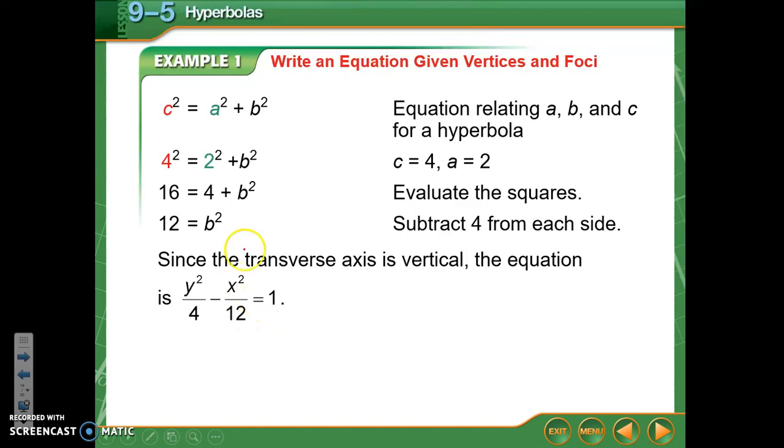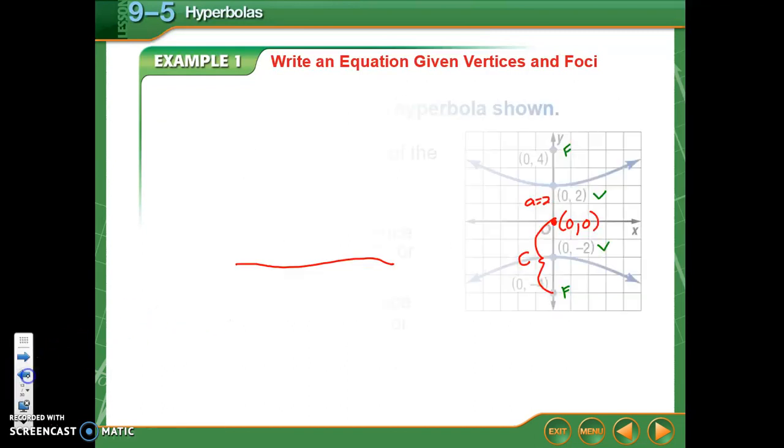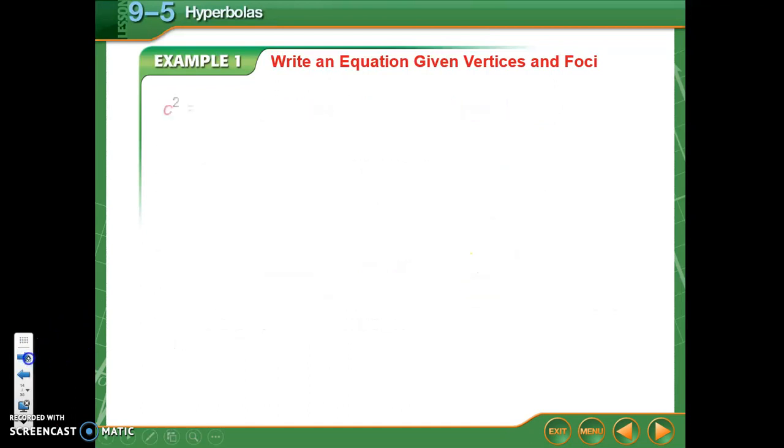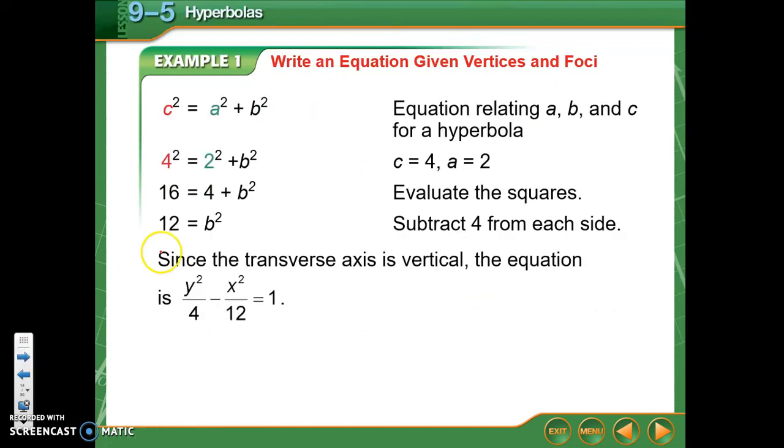Be careful with this. In ellipses, it was always the bigger number that went under the direction that it was facing. With a hyperbola, the transverse axis, we kind of think of it as the main axis. It's not necessarily longer. The transverse axis is just the one that goes through the vertices, no matter if it's shorter or longer. So in this case, it's shorter, right? And that's fine. But since it's vertical, that transverse axis number, which comes from a squared, has to go under the y. And then minus my x term over b squared, which is 12.